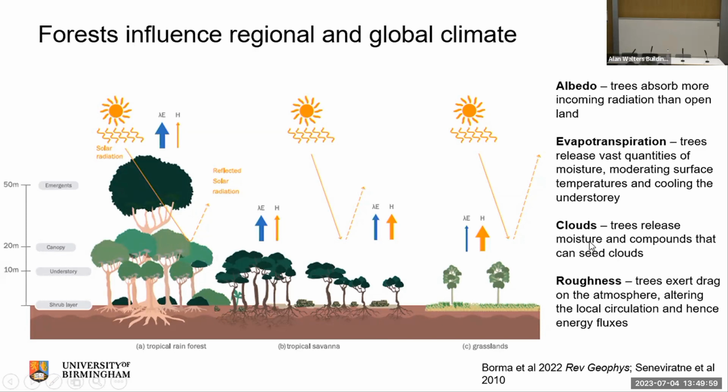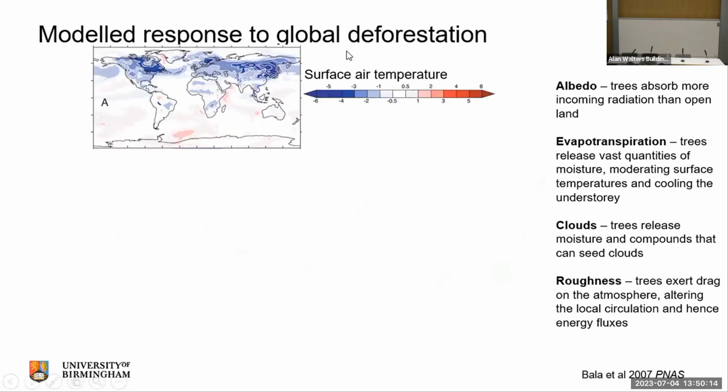Trees, or their presence or absence, also influence clouds through the release of water vapor, but also different compounds that can seed cloud particles. And then the roughness, the circulation around the surface, will be altered by the presence of forests. And you can see that in the model experiment here. This is not my work, but a paper by Baller et al. from a few years ago, looking at the global impact of global deforestation. So what would happen to the climate, all other things being equal?